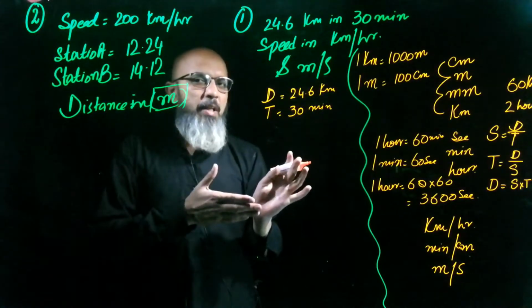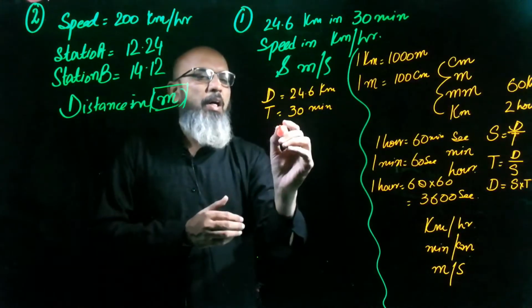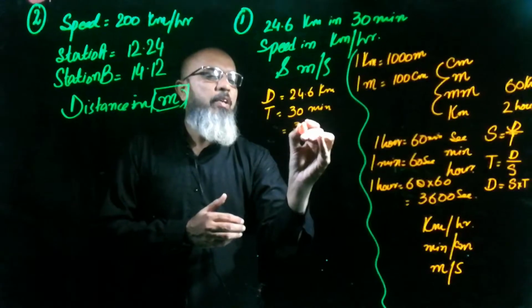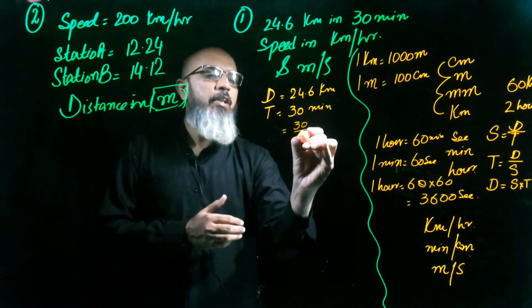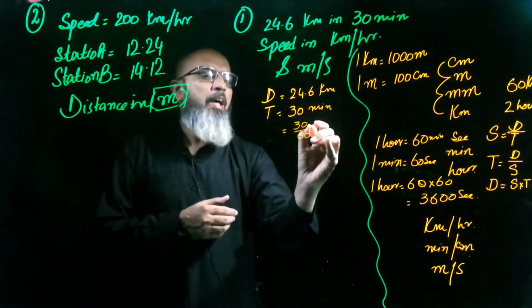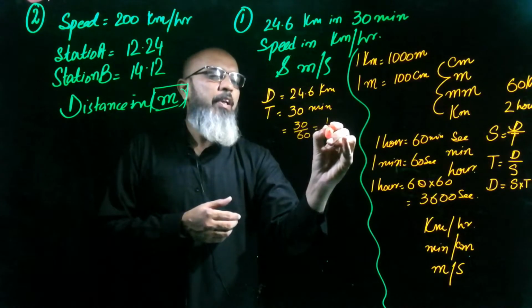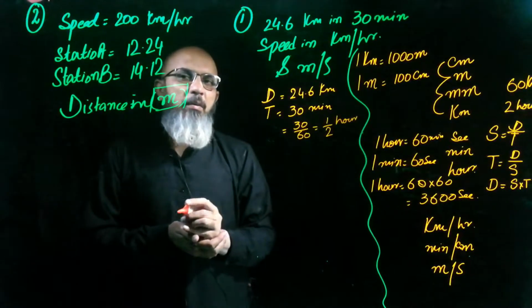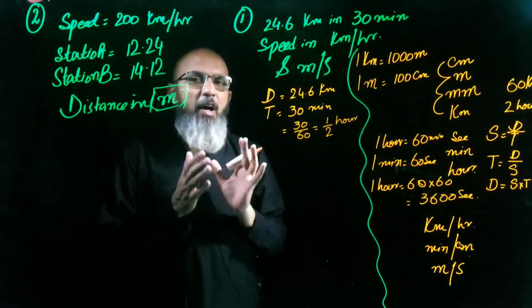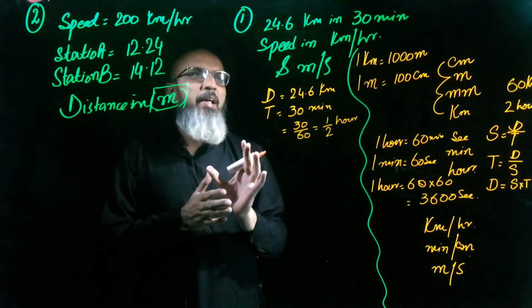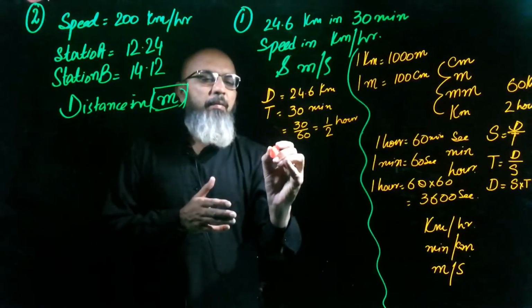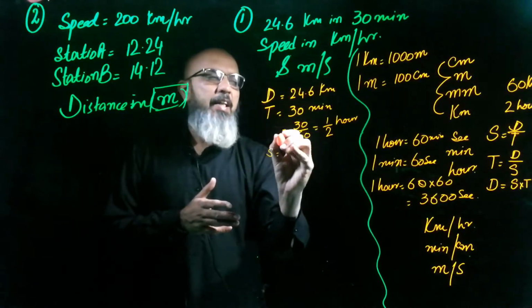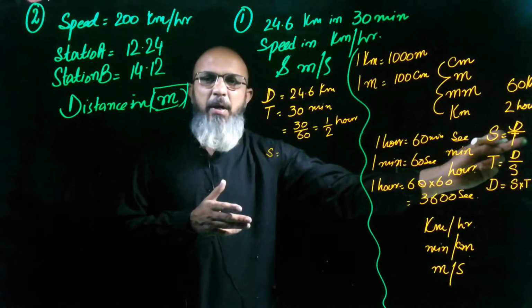Okay, 30 minutes. And how do you convert this into hours? Simply you will divide it by 60, because there are 60 minutes in 1 hour, and when you simplify you will get your time, that is 1/2 hour, meaning half an hour. Now what to do? You have to find speed. How can you find the speed? That is distance divided by time.